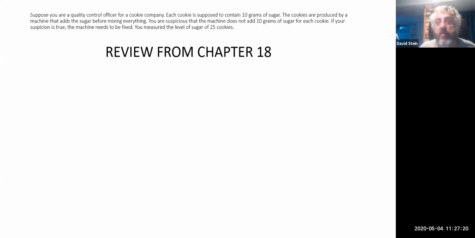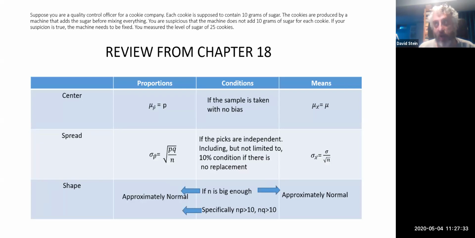Let's see if we can remember what we need to know from chapter 18, because we're going to need to remember the basic properties of the sampling distributions of means. I know we haven't done it for several chapters, so let me just review it. I hope if you've been watching these videos, you remember this table from chapter 18. On the left were proportions, and here are the formulas that we've been using the last couple chapters. But now we're going to switch it to means, and so we need to remember these three ideas.